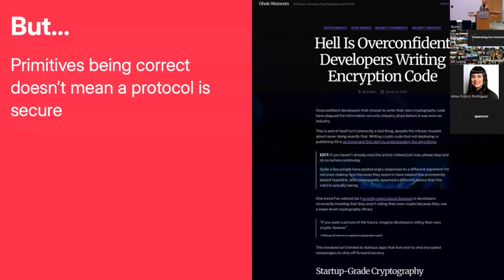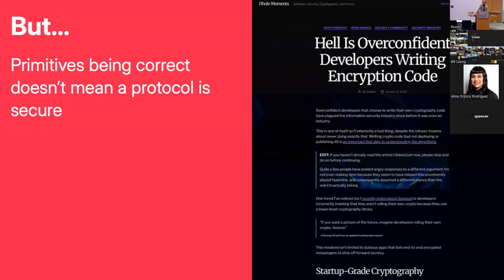It's quite good, but primitives being correct doesn't mean a protocol is secure. This article is from a cryptography researcher who goes by the handle Soatok: "Hell is overconfident developers writing encryption code." He looked at a startup which had written some blog posts about their custom protocol for sharing secret materials within the company, which was completely broken. In fact, the class of vulnerability, the mistake that they made, has been known to cryptography engineers since, I think, 1990.